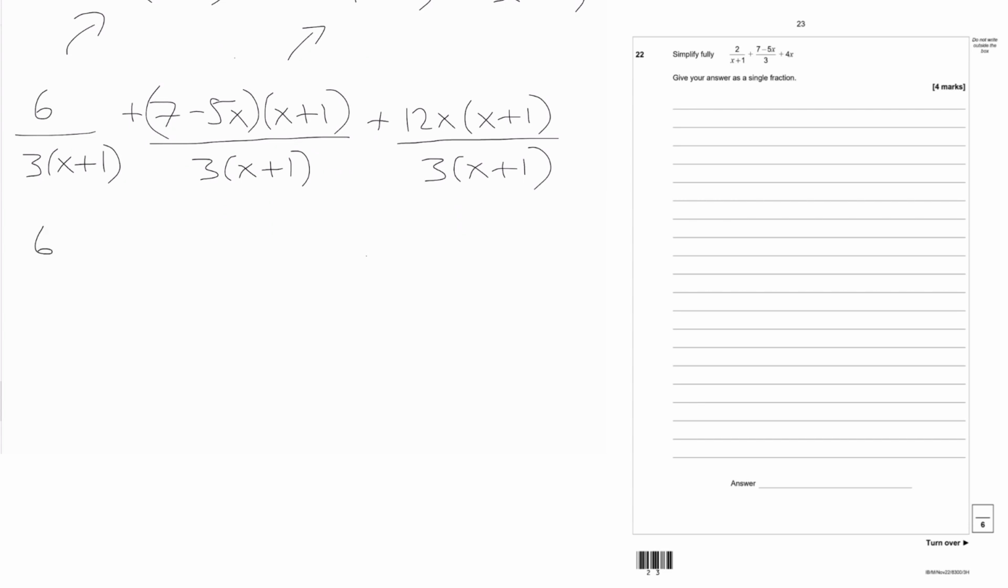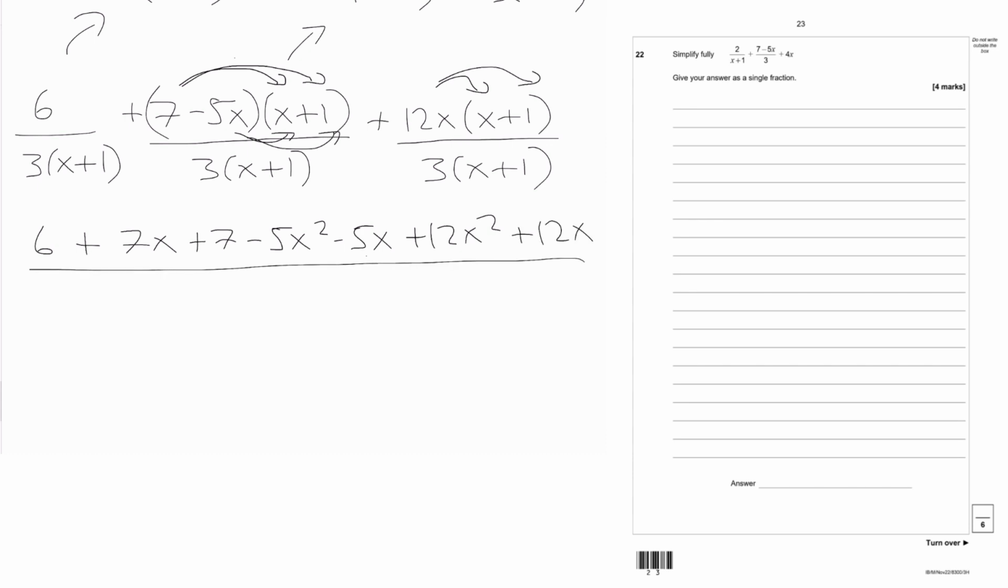So we have 6 plus, and then we have 7 minus 5x times x plus 1. So we just need to remember to multiply each term by each other term. So we have 7 times x, which is 7x. Then we have 7 times 1, which is plus 7. Then we have minus 5x times x, which is minus 5x squared. And then we have minus 5x times 1, which is minus 5x. And we're going to expand the brackets out in the final term. So we have 12x times x, so we have plus 12x squared. And then we have 12x times 1, which is plus 12x.